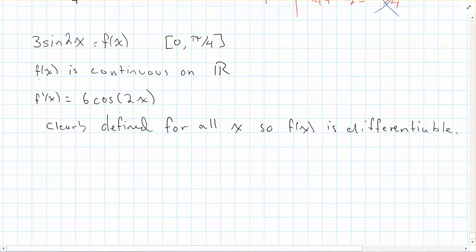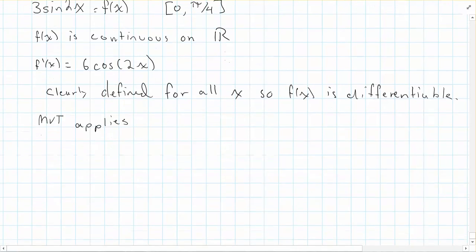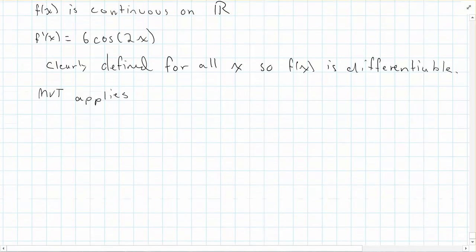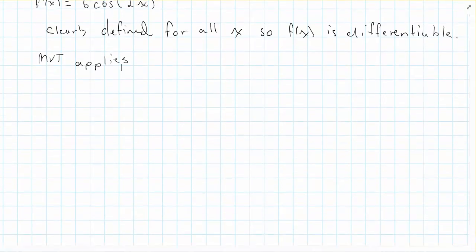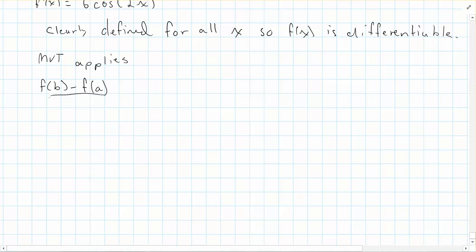Okay, and then we can say that the mean value theorem applies, because there are only two things to check for the mean value theorem. Remember, we're trying to find those points c, but what I always do first is find f of b minus f of a over b minus a. That's what I always like to find first.